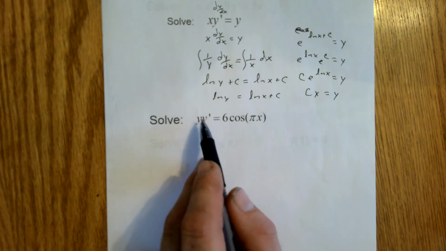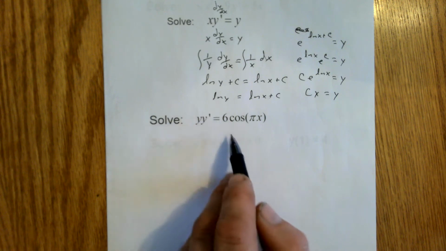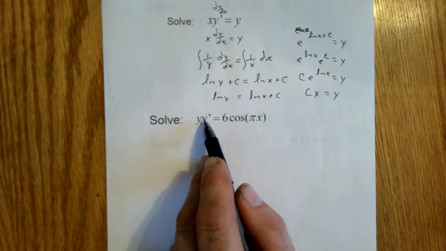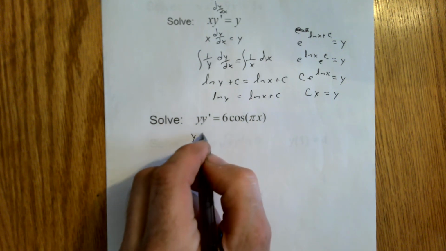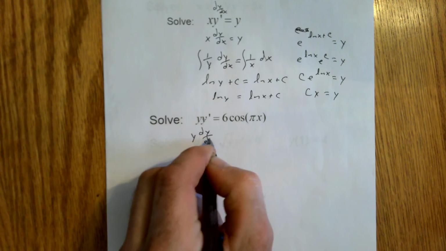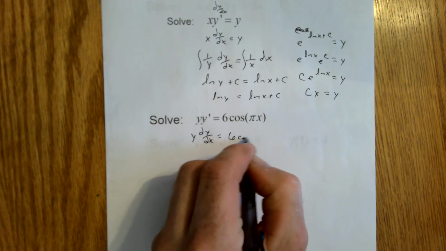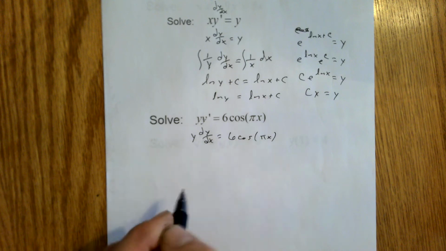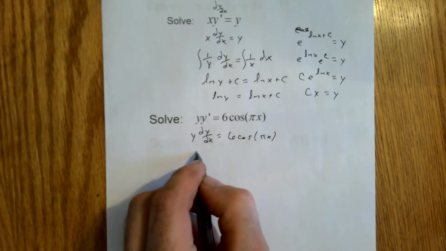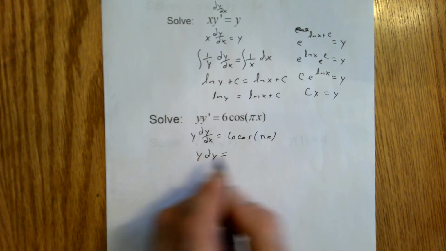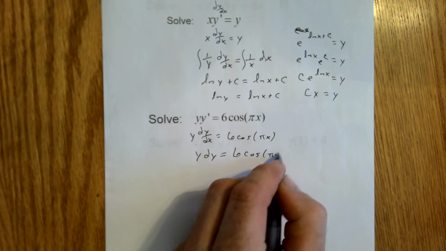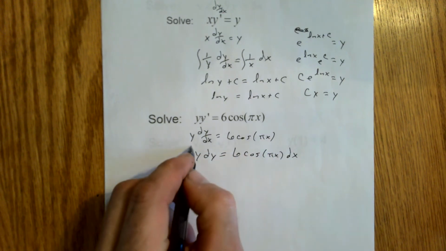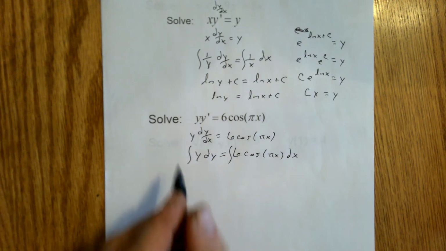In our next problem, we already have our y's on one side. We just got to get that dy or dx over to the right side. So we're going to change that y prime to dy dx. And that's going to equal 6 cosine of pi x. Multiply my dx over, so y dy equals 6 cosine of pi x dx. And we'll go ahead and integrate both sides.